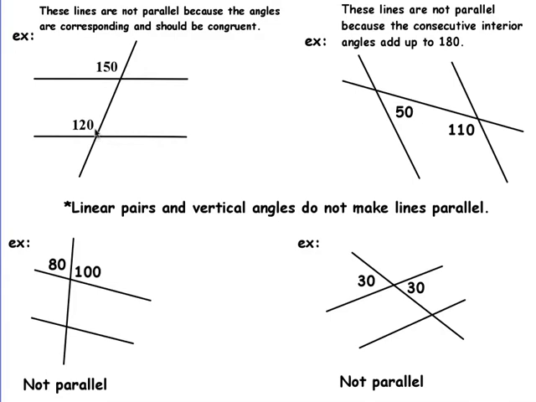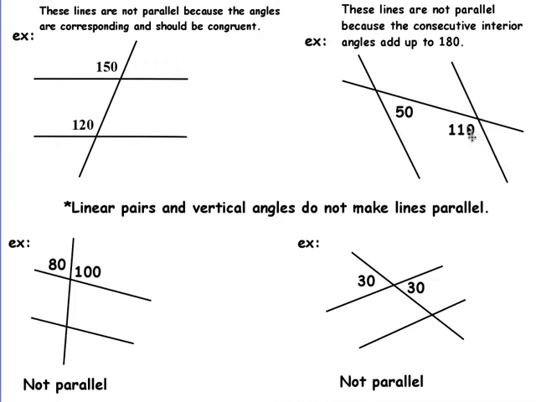And you can kind of tell by looking. I mean, they're both obtuse angles, so they should have the same measurement. And if they don't, then these lines are not parallel, even though they look like it, because these pictures won't be drawn to scale. These lines are also not parallel because this is a set of consecutive interior angles.